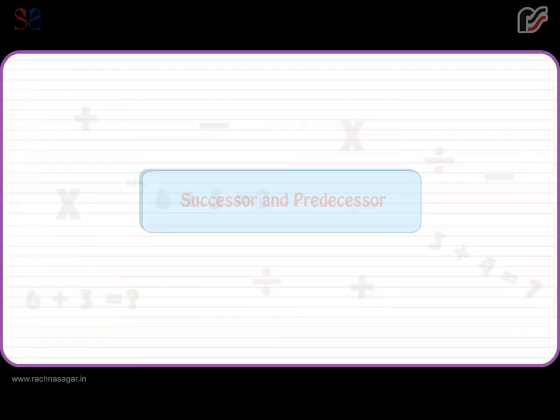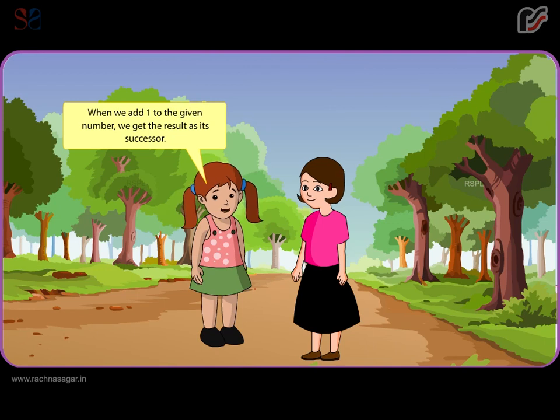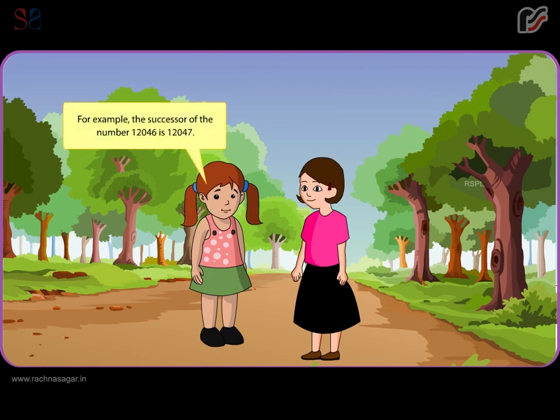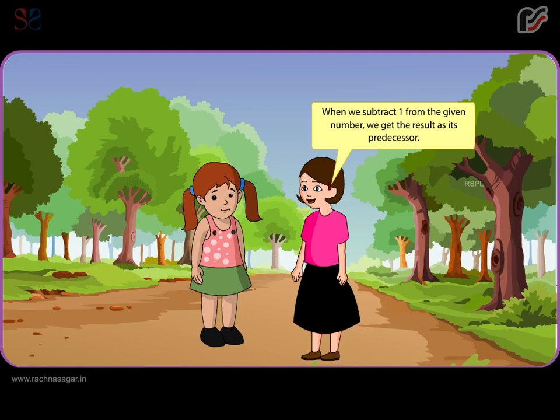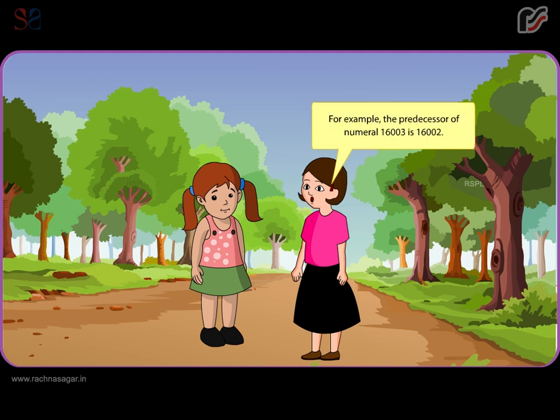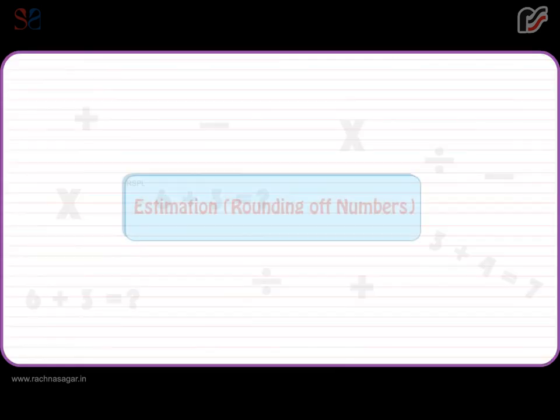Successor and predecessor. When we add 1 to the given number, we get the result as its successor. For example, the successor of the number 12,046 is 12,047. When we subtract 1 from the given number, we get the result as its predecessor. For example, the predecessor of numeral 16,003 is 16,002.